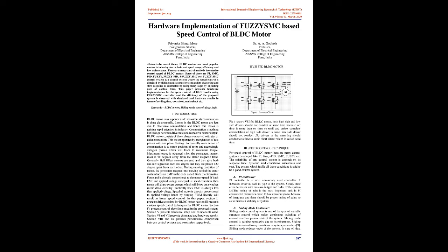Abstract. In recent times, BLDC motors are the most popular motors in industry due to their vast speed range, efficiency, and low maintenance. There are many control methods invented to control the speed of BLDC motors. Some of these are PI, SMC, PID, FUZZY, FUZZY-PID, and FUZZY-SMC, etc.